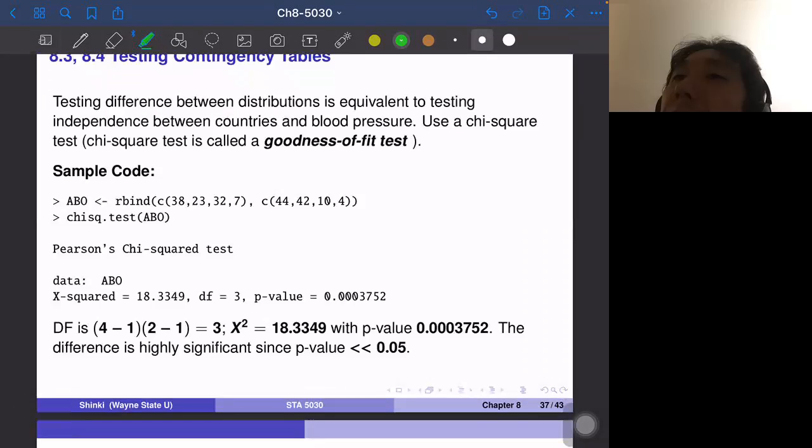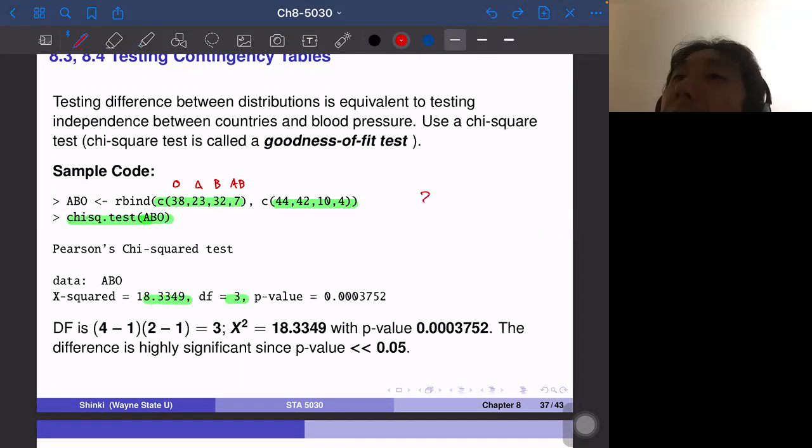Now we do the goodness of fit test. We define the matrix. These are the numbers for Indians, and these are the numbers for Americans, and these four columns are O, A, B, AB, and the same for the second row. You can put just this matrix into the chi-square test. The chi-square value is 18.3, degrees of freedom 3. This is a 2x4 table.